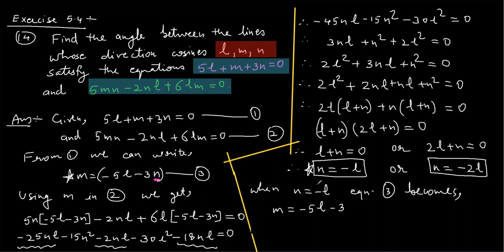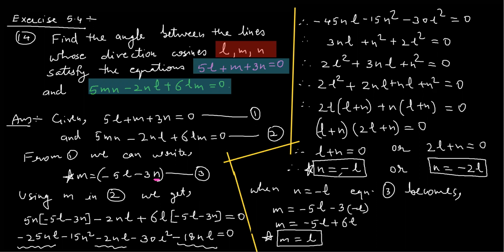So what it will become? It will become minus 5L minus 3 into minus L. So M equals to minus 5L plus 6L. So M equals to L. What I got? I got M equals to L. So remember, for one line, what is happening? You are getting N equals to minus L and M equals to L. This is something you are getting for one line.